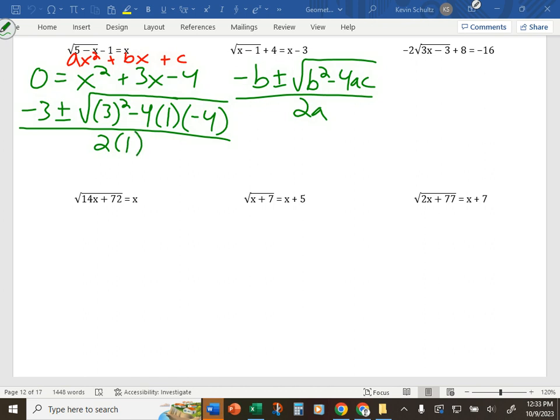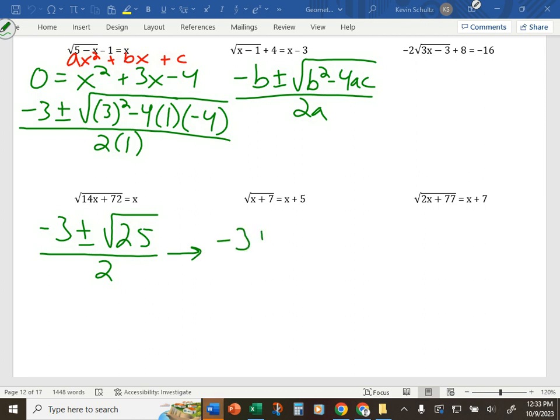And we talked about doing that b squared minus 4ac part first. The 3 squared minus 4 times 1 times -4 gets us -3 plus or minus the root of 25, divided by 2. 3 squared minus 4 times 1 times -4 gives you positive 25, which we like, because what do we know about root 25? It's a perfect square.